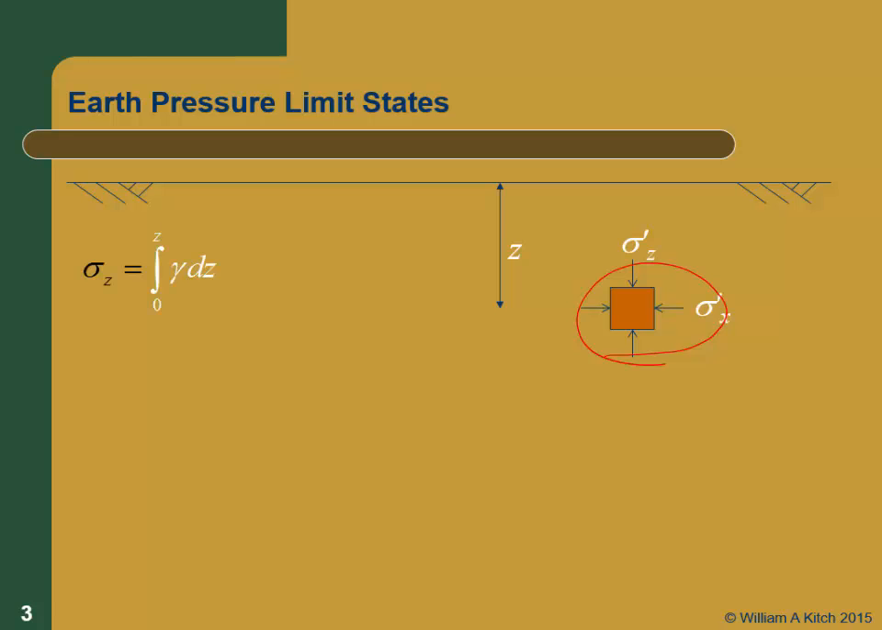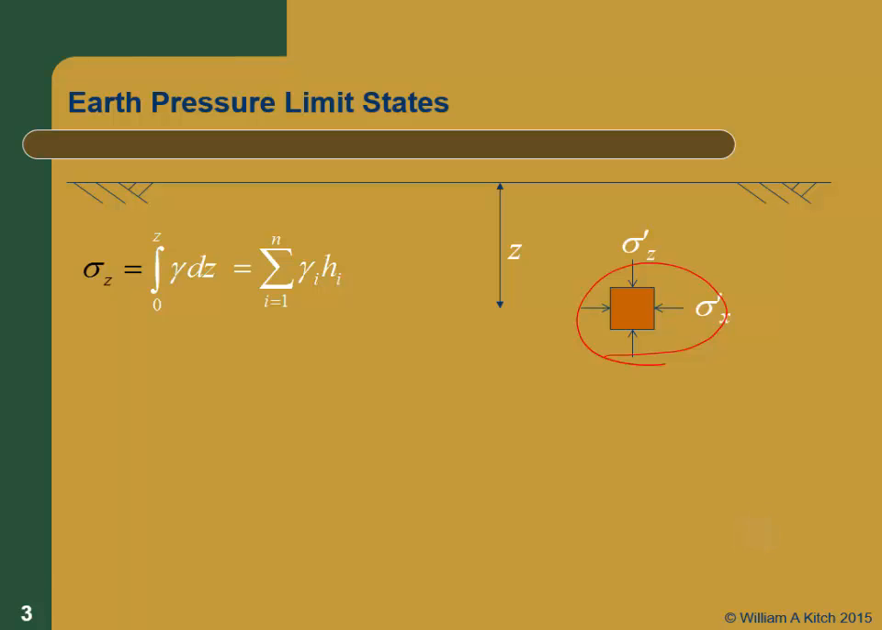Now we know the vertical stress is easy to calculate, right? The total vertical stress is just the integral from 0 to z of gamma dz. We usually write that as a summation of gamma sub i times h sub i, because we usually pretend our soil is a layer cake with different layers with different properties. That's really easy to do, and we know from statics that has to be what's going on.